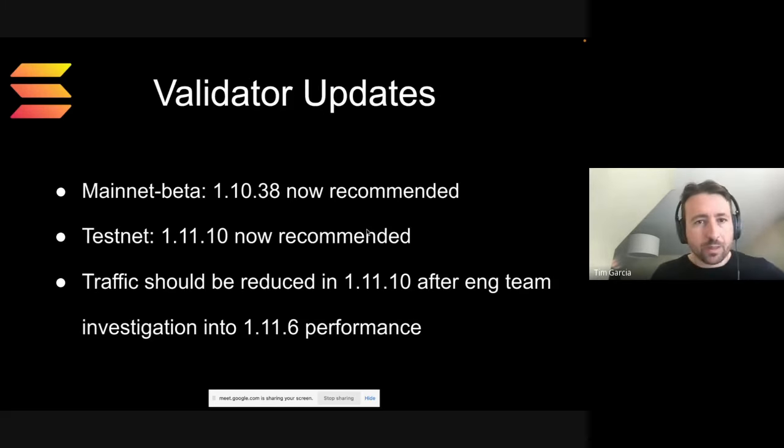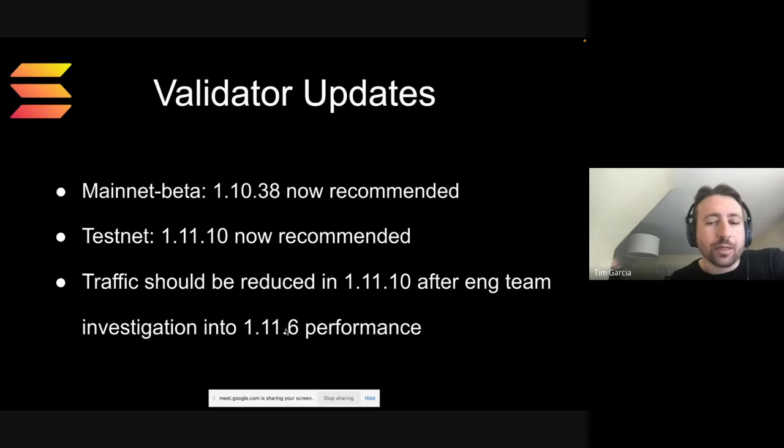So yeah, validator updates. The recommended versions have changed. 1.10.38 is now recommended for mainnet. 1.11.10 is now recommended for testnet. You should ideally see a reduction in traffic on testnet with 1.11.10. There were some performance issues with the previous version on testnet that were investigated by the engineering team and fixed. So thank you, engineering team, for looking into all that.